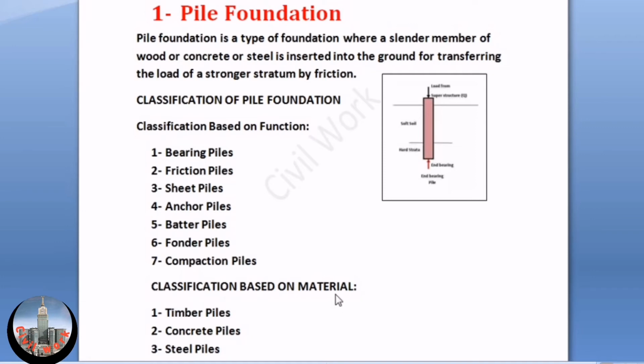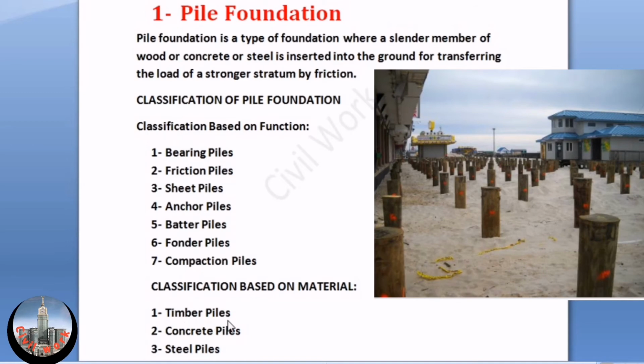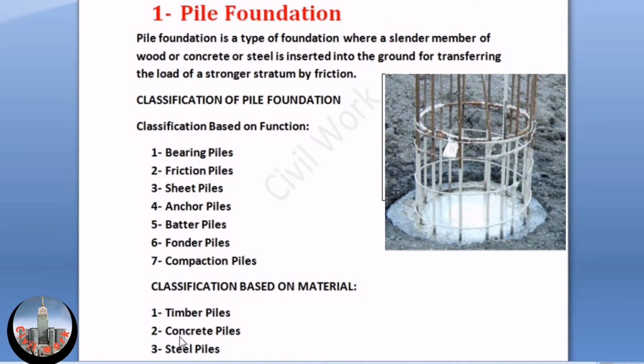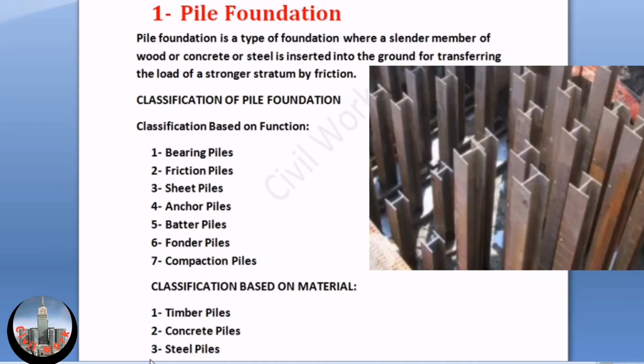Classification based on material. Number 1. Timber piles. Number 2. Concrete piles. Number 3. Steel piles.